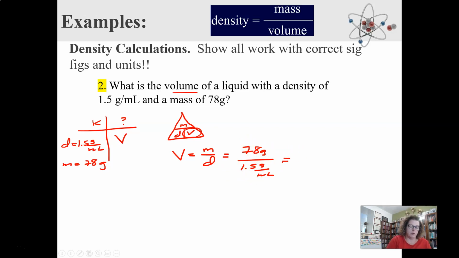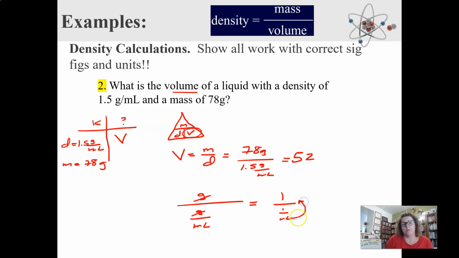Okay. But what about the units as I'm plugging it in? Conveniently enough, 78 divided by 1.5, not 15, you get 52. But units wise, I have grams over grams per mil. I want you to see this. The grams will cancel. And then what's left? You have 1 over mil. This is what's called the inverse, the reciprocal. So 1 over mils. When you take the reciprocal, the mils come on top. So you are left with mils.